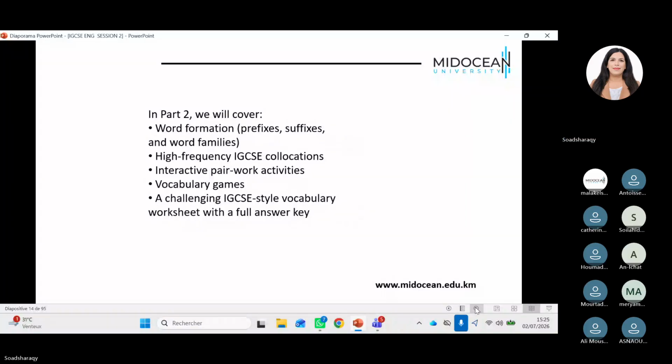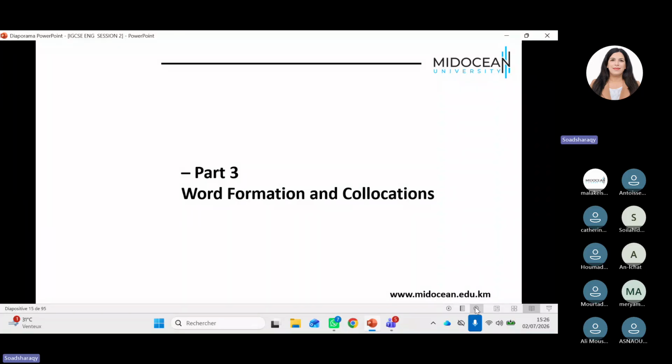Okay, now we continue here in part 2. We will cover word formation, prefixes, suffixes, and word families, high frequency IG collocations, interactive pair work activities, vocabulary, and a challenging IG style vocabulary. Okay. Now let's move on to talk about word formation and collocation here. Part 3 deals with word formation and collocation.